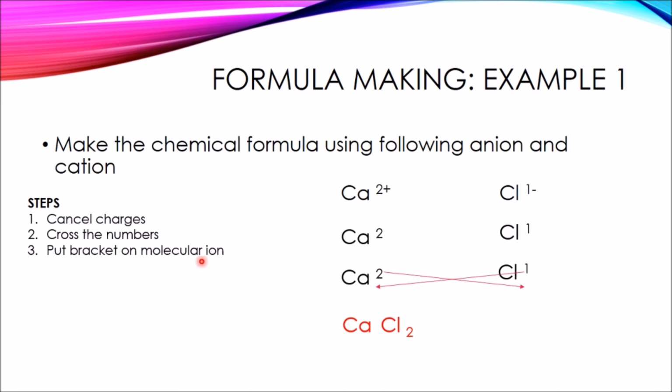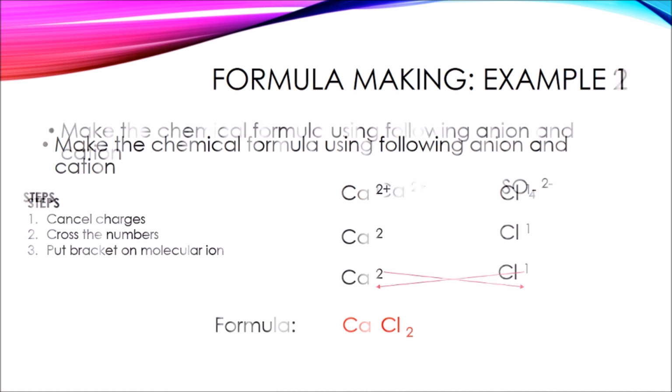And then we have the third step: put a bracket on the molecular ion. You have to check if there is any molecular ion. We have just studied molecular ions earlier. If you see a molecular ion, you are going to put a bracket and then this number will come. But Cl is not a molecular ion, so this step is not applicable over here.